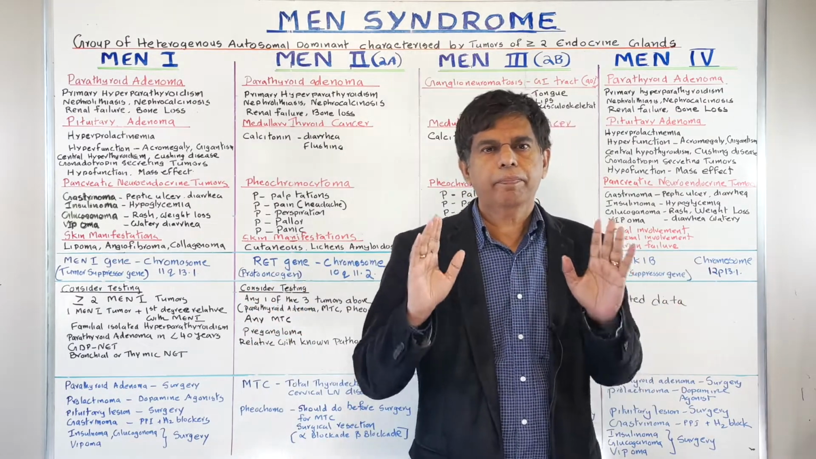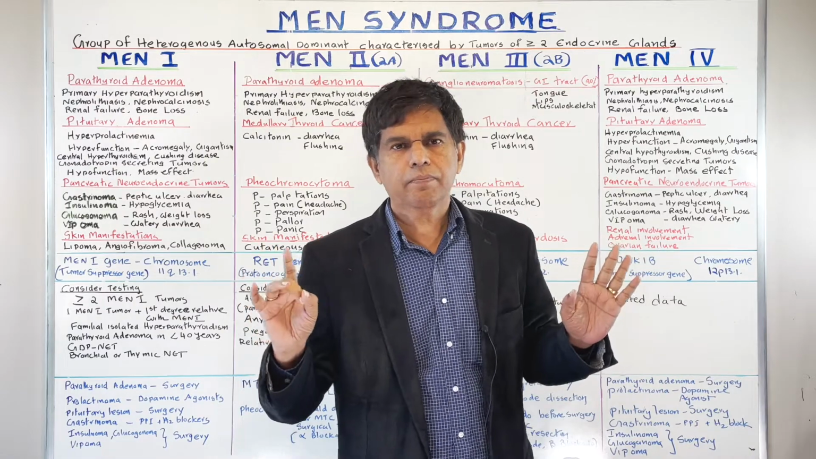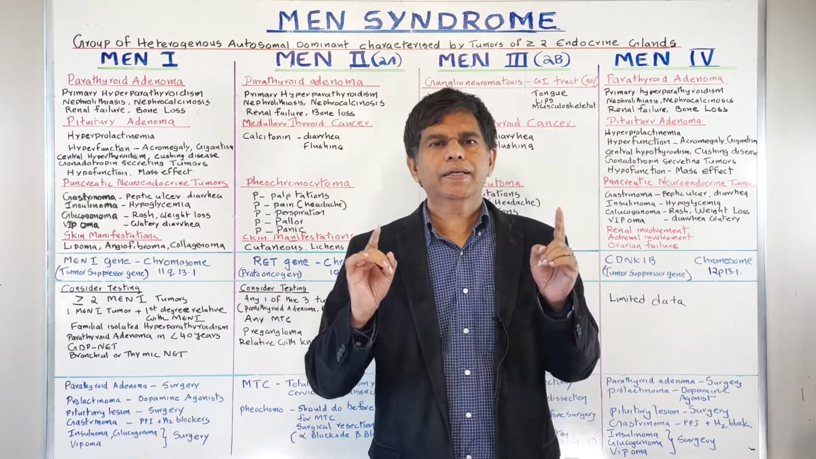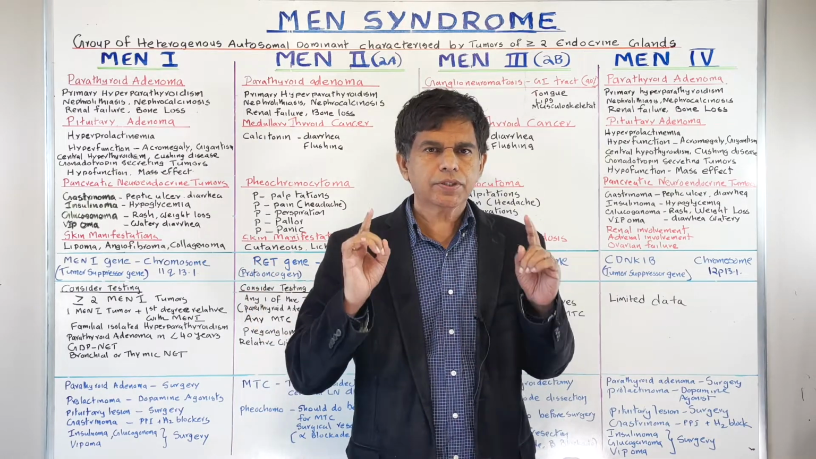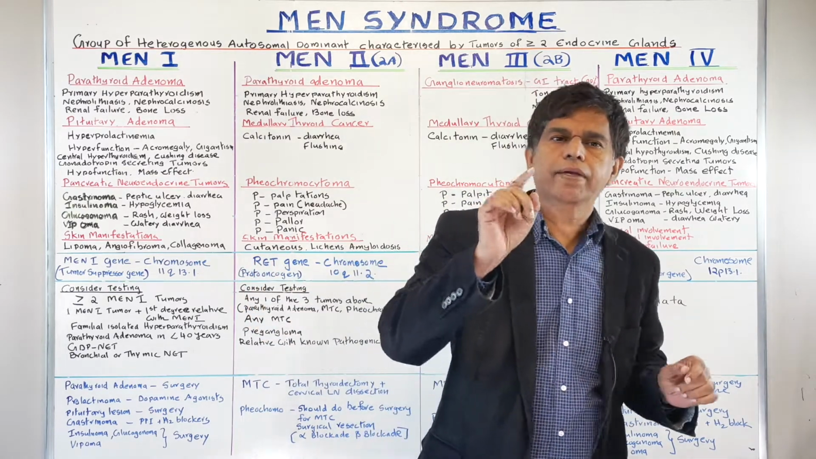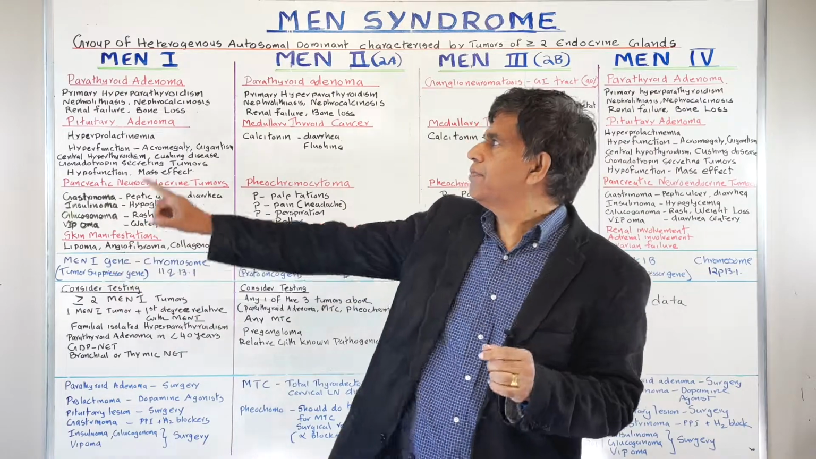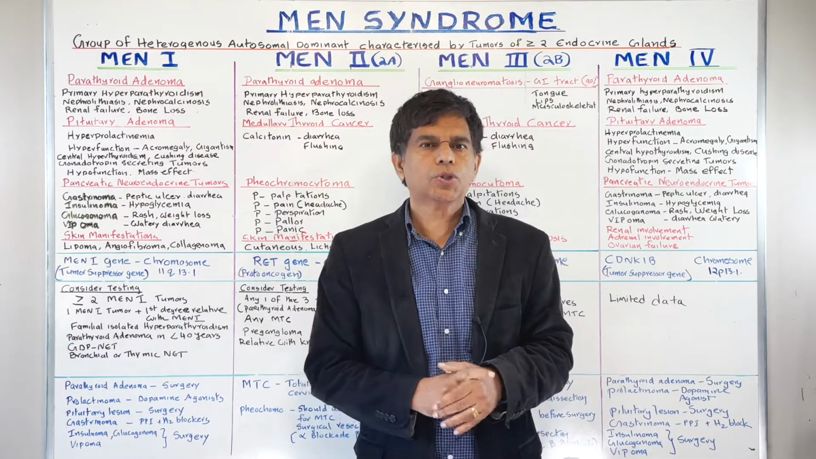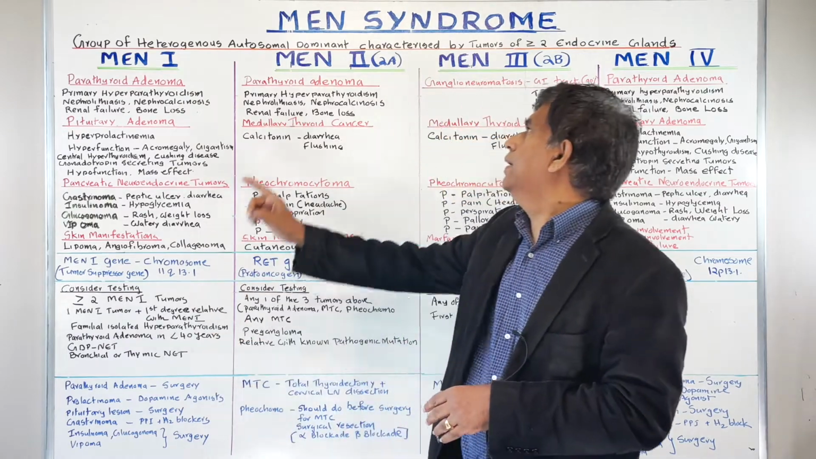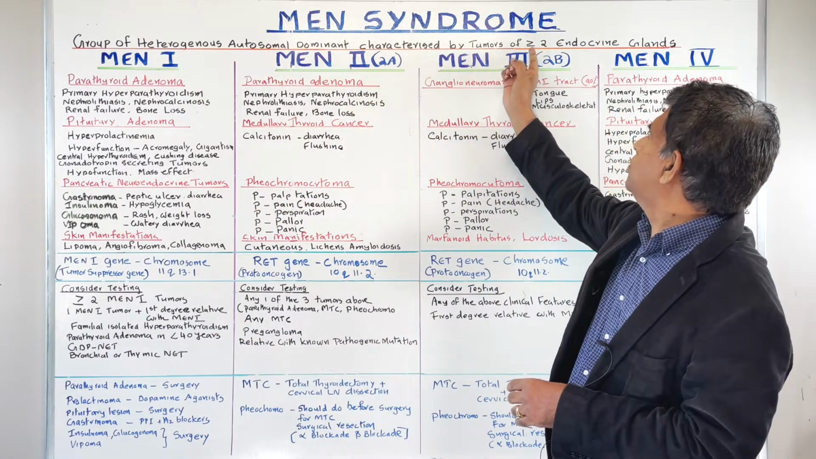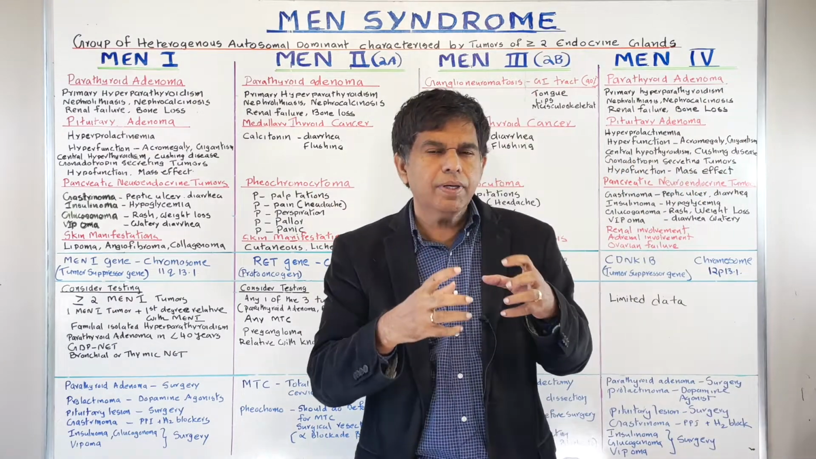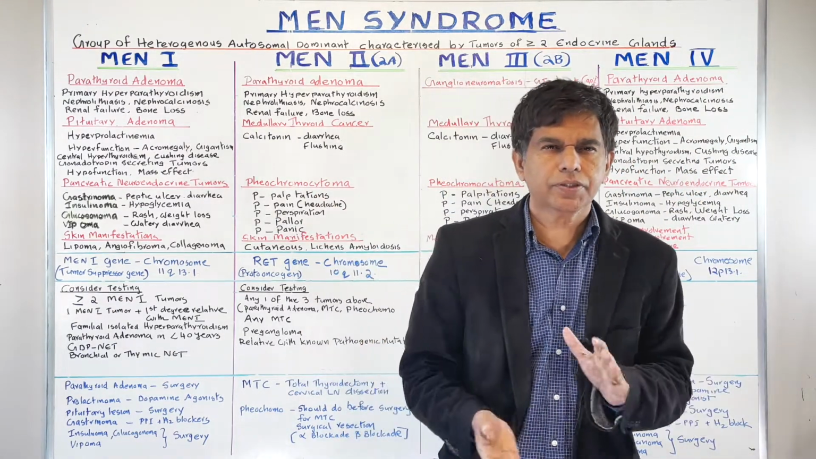Now, let's talk about our subject. It's called MEN syndrome. What is MEN? MEN stands for multiple endocrine neoplasia. What is the first thing we have to do? We have to look at the definition. Let's read the definition. A group of heterogeneous disorders. The word to remember is autosomal dominant, characterized by tumors of two or more endocrine glands. So many endocrine glands are affected, my friends.